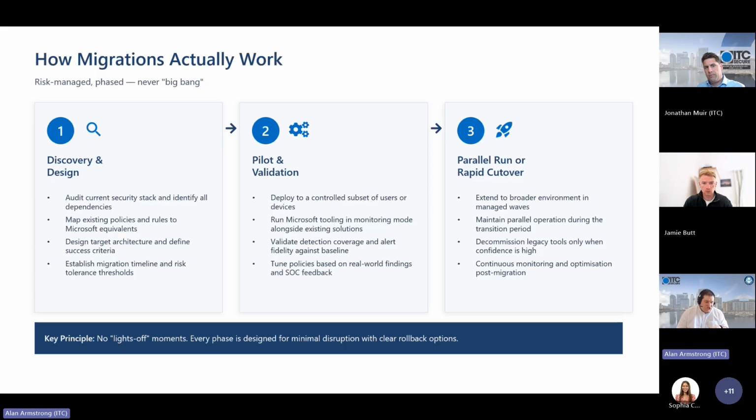So how do we actually look at the migrations? How do we go through that process? It's on the screen now, but let's dive into them one by one. Initially, you have to do that discovery and design. You have to understand what is currently configured, how it is configured, and then also look at the mapping back into Microsoft technology. Now, this might not be a one-to-one mapping. It might not be that a CrowdStrike configuration is just in Defender for Endpoint. We see a lot of it is actually based on the suite itself, where you use different parts of it to provide the full coverage and beyond that.